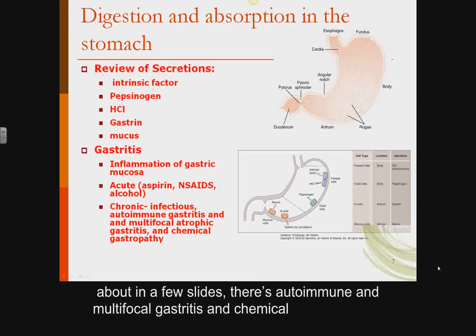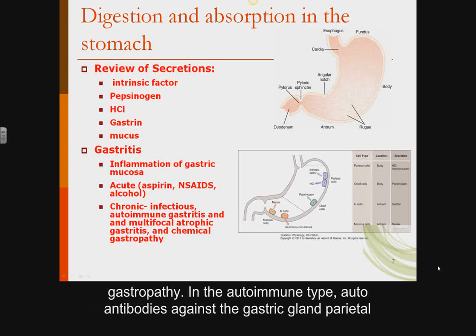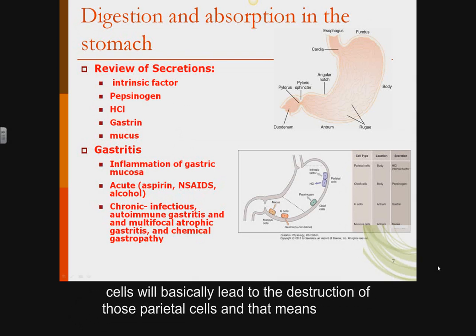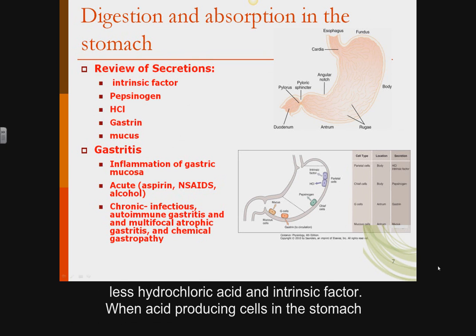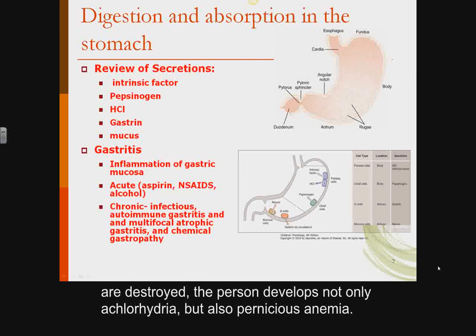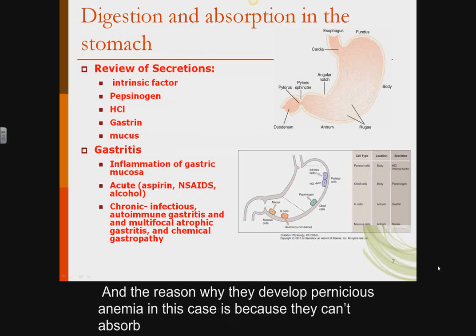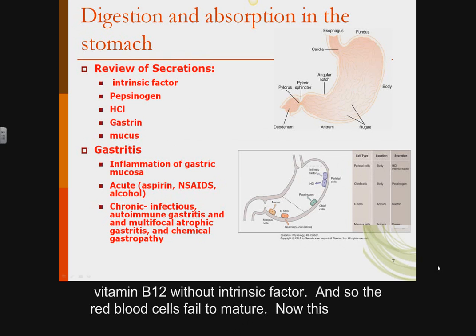There's an autoimmune, a multifocal gastritis, and chemical gastropathy. In the autoimmune type, autoantibodies against the gastric gland parietal cells will basically lead to the destruction of those cells, and that means less hydrochloric acid and intrinsic factor. When acid-producing cells in the stomach are destroyed, the person develops not only achlorhydria, but also pernicious anemia. And the reason why they develop pernicious anemia in this case is because they can't absorb vitamin B12 without intrinsic factor. And so the red blood cells fail to mature.